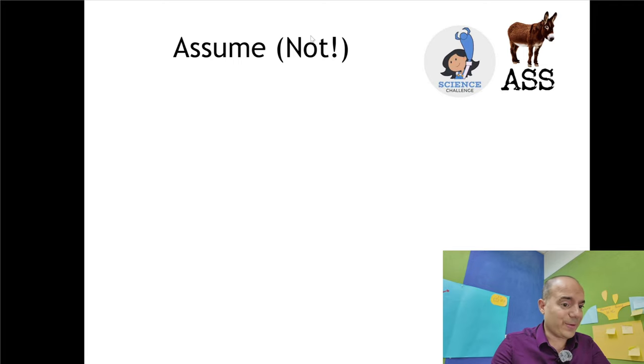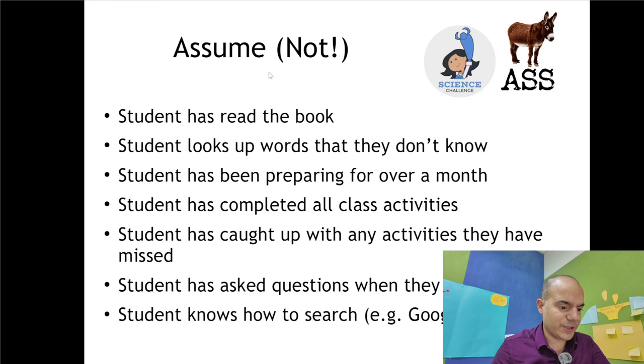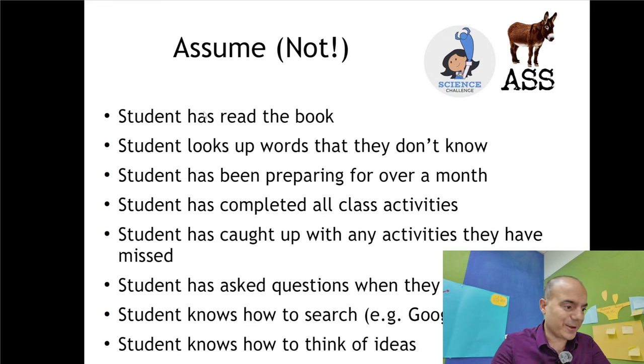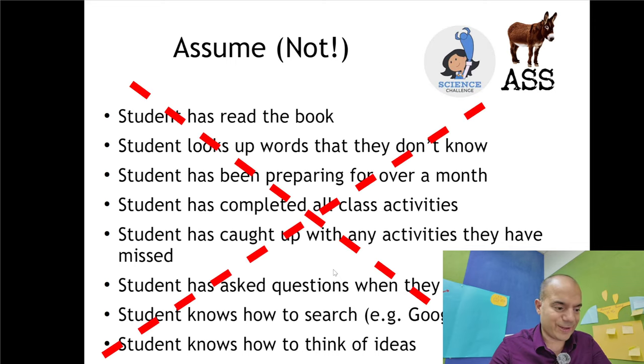So I think as teachers we started with some assumptions. We assume that you've done this stuff. Step one is read the book, look up words you don't know, prepare things as you go along, complete all the class activities, catch up with any activities you're missing, ask questions when you get confused, do some searches, for example Google, and think of your own ideas. But based on looking at the books and answering some of the questions, there are some of you who are still struggling. So here's a guide on that.